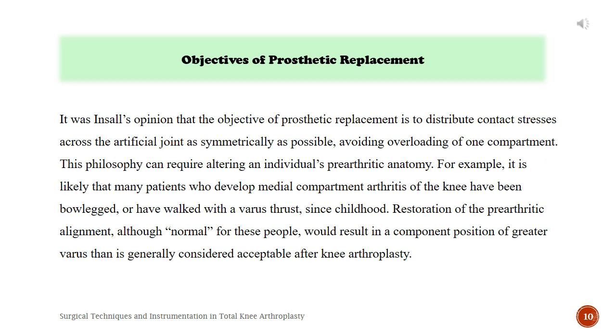Objectives of prosthetic replacement. It was Insall's opinion that the objective of prosthetic replacement is to distribute contact stresses across the artificial joint as symmetrically as possible, avoiding overloading of one compartment. This philosophy can require altering an individual's pre-arthritic anatomy. For example, it is likely that many patients who develop medial compartment arthritis of the knee have been bow-legged, or have walked with a varus thrust, since childhood. Restoration of the pre-arthritic alignment, although normal for these people, would result in a component position of greater varus than is considered acceptable after knee arthroplasty.